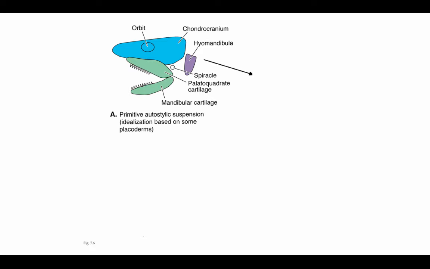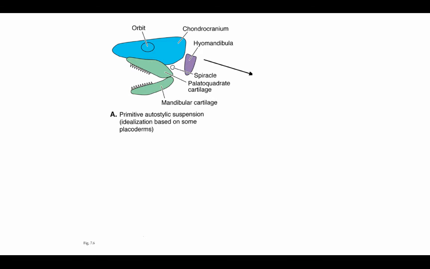So in the earliest condition, which is known as primitive autostylic, the palatoquadrate is braced directly against the base of the skull without any involvement of the hyomandibula in transmitting those forces. So the mandibular cartilage will push up against the palatoquadrate, which will in turn push up against the neurocranium. This is the primitive autostylic condition, also called in your book the euautostylic suspension of the jaw. Jaw suspension refers to the bracing of the jaw against some other structure to be able to resist forces.